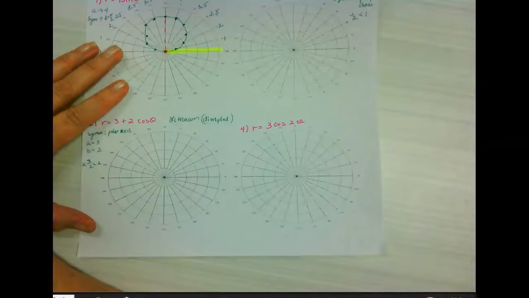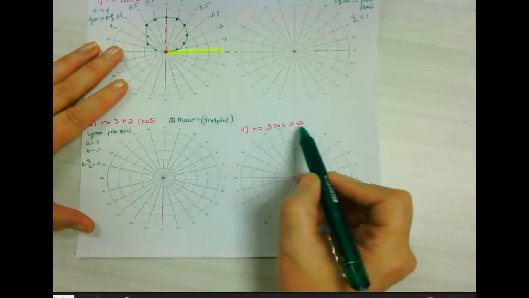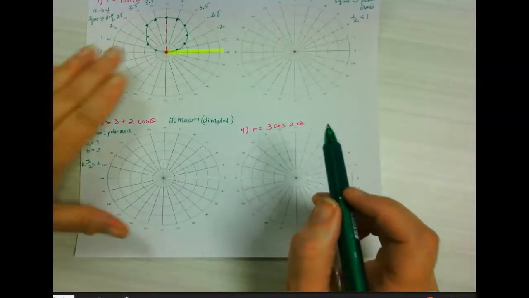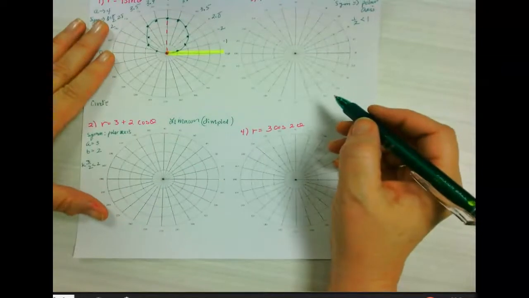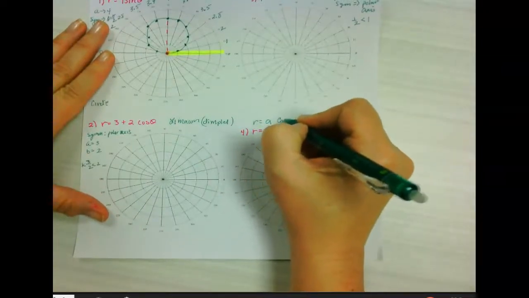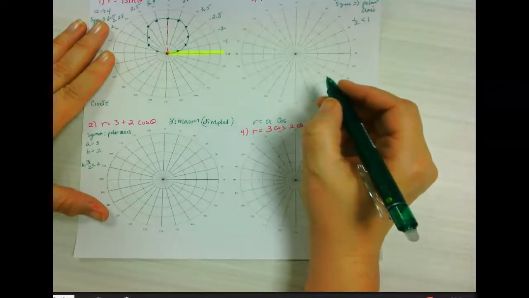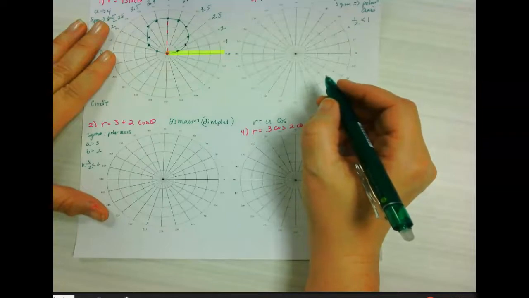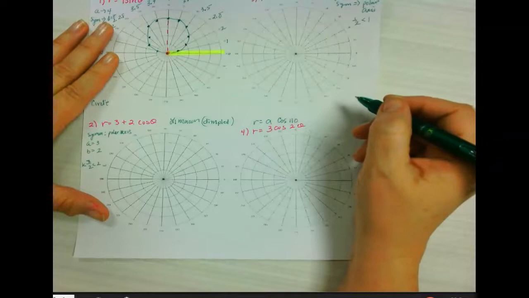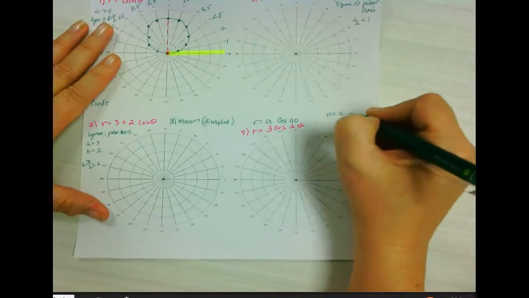All right, so now I am on the last one, number 4, and it is r equals 3 cosine 2 theta. So when I go to my graphs, I will be thinking of r equals a cosine. All right, so it's a rose curve. N equals 2, which is even.